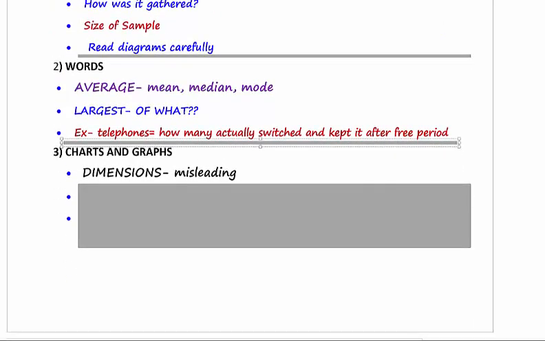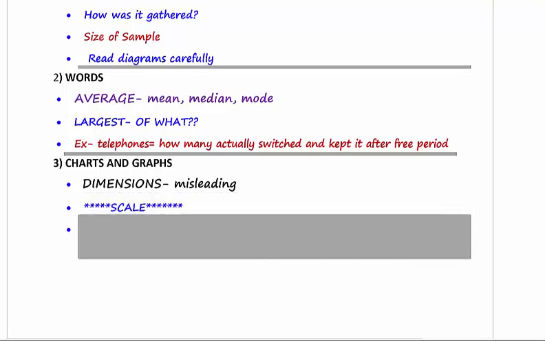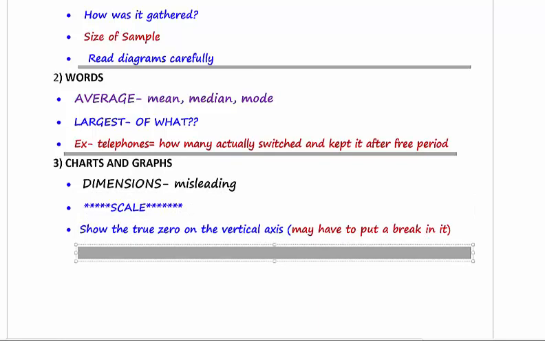And finally, there are the charts and graphs that we already looked at. The dimensions are very easy to use in misleading ways. Scale is super important, and so is showing the true zero. This is going to be important to me. They talk about it in the book, but sometimes they don't do it. They don't follow their own directions. But anytime you're drawing a graph for me, the scale has to be there. The labels of the axis have to be there, and the true zero on your vertical axis has to be there. You may need to put a break in it, like the one above with the stock B picture, but it needs to be there.